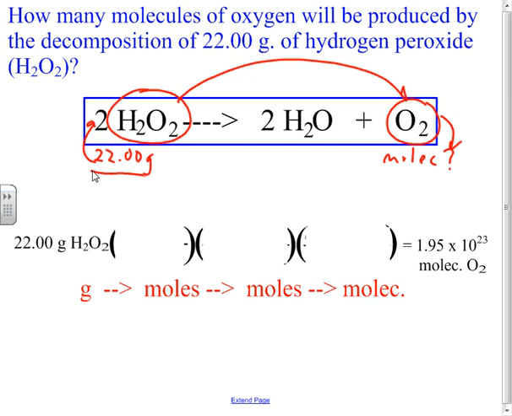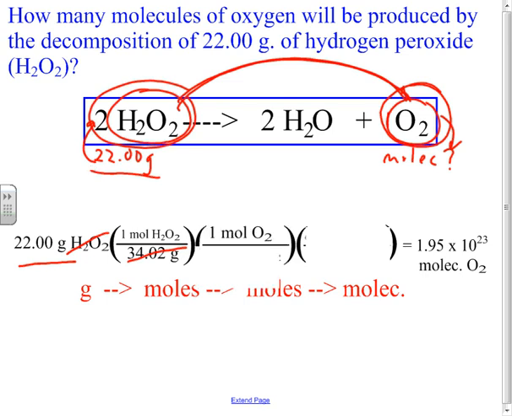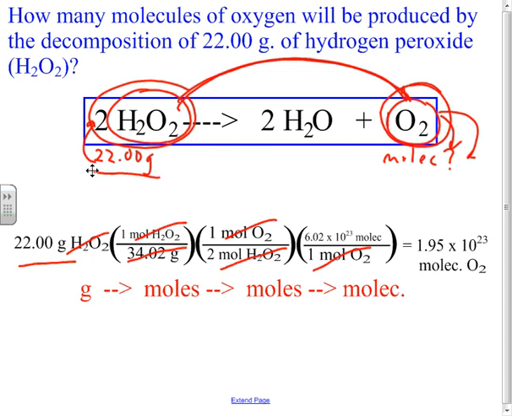So again, write down your given. We've got 22 grams of hydrogen peroxide. To get from grams to moles, you divide by the molar mass of that particular substance. Hydrogen peroxide is 34.02 grams. Now I have to get from moles of hydrogen peroxide to moles of oxygen. It's going to be a 1 to 2 ratio. There's 1 mole of oxygen for every 2 moles of hydrogen peroxide. That way moles of hydrogen peroxide cancel out, and then we have to get from moles of oxygen to molecules of oxygen. For every 1 mole of oxygen, there's going to be Avogadro's number of molecules, and so it calculates out to 1.95 times 10 to the 23rd molecules. But basically we're going grams of known to moles of known to moles of unknown to molecules of unknown.